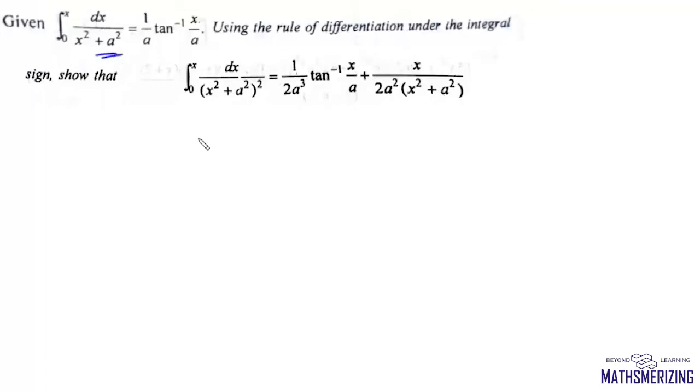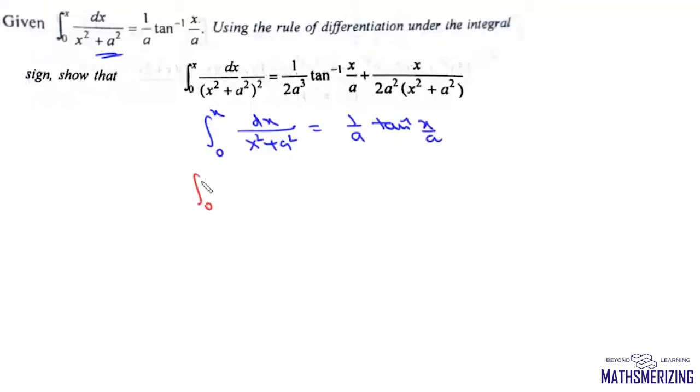Now we'll start with this integral. We are given that this integral from 0 to x dx upon x square plus a square is equal to 1 upon a tan inverse x upon a. Now what we'll do is, we'll differentiate this equation with respect to a.